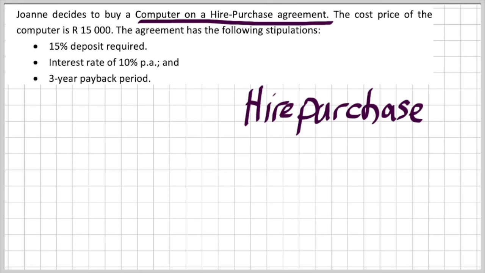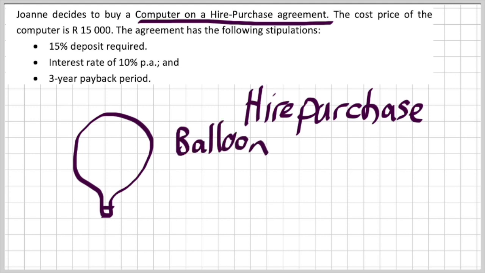So the way I would like to explain a hire purchase to you is by, let's take a balloon. A balloon that initially is worth 15,000 Rand. So that would be the value of your computer. So if you walked into the shop with 15,000 Rand, then there you will get your computer. Fantastic, awesome. But now, first of all, you don't pay the 15,000 Rand. You only pay a deposit. So the deposit is going to let out some of the air that's inside of your balloon.